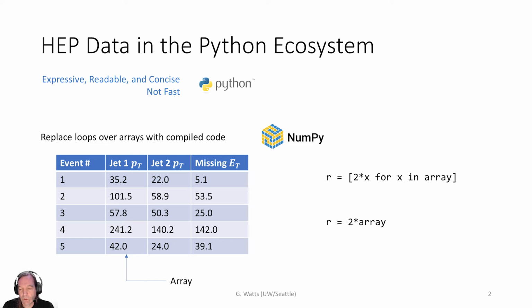In the second expression, array is an object in NumPy. 2 times the array, using operator overloads, is pushed down into compiled code and executed very efficiently rather than in the Python interpreter as with the first expression.